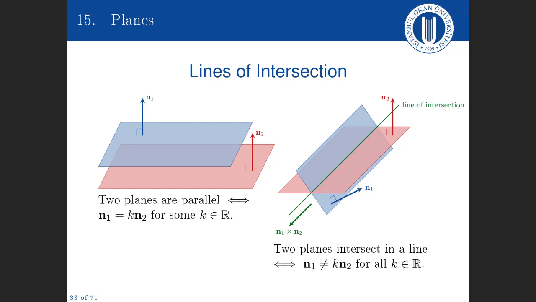Let's look at the green line in this picture, the line of intersection between the two planes. A vector parallel to the green line is orthogonal to n1 and it's orthogonal to n2. How do we get a vector which is orthogonal to both n1 and n2? We do n1 cross n2.